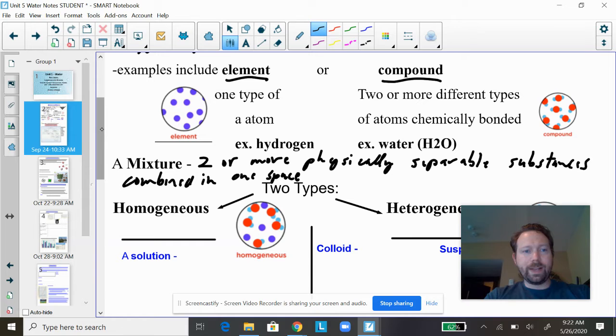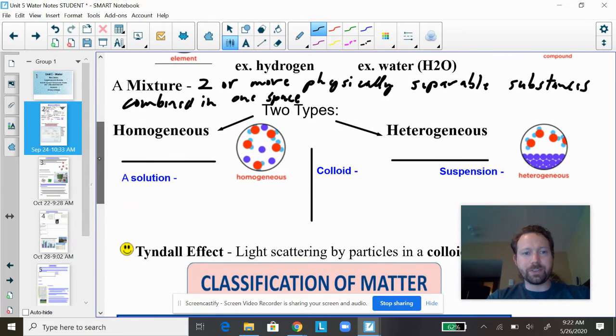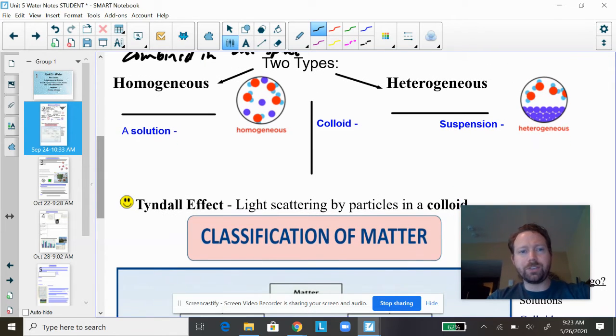Okay, now we have two different types of mixtures. We have a homogeneous mixture and a heterogeneous mixture. A homogeneous mixture is called a solution. Whenever you've dissolved sugar in tea, or dissolved salt in water, you've noticed that it dissolves and that the taste of the tea, for example, is uniform throughout if you've mixed it well. Again, what that means is that it's homogeneous, the same composition throughout.